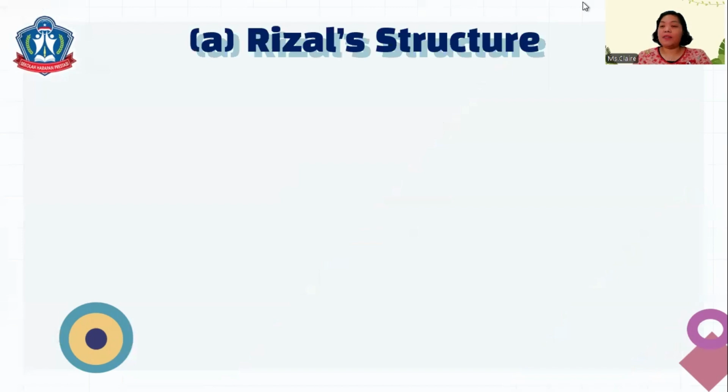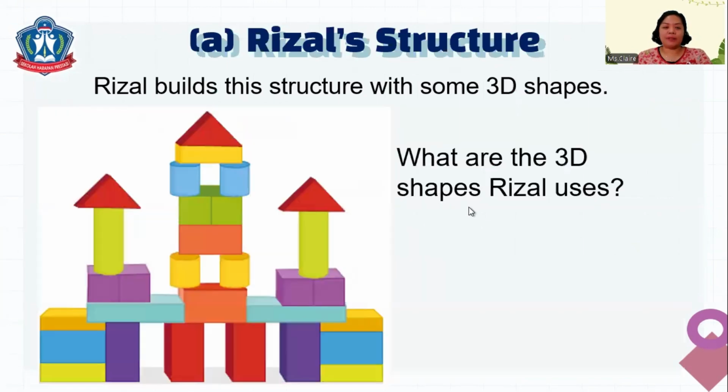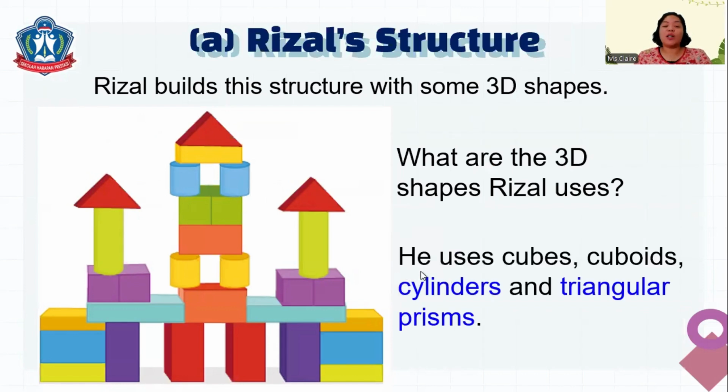Okay, children, I have here Rizal's structure. Rizal builds this structure with some 3D shapes. Take a look. This consists of different toys. What are the 3D shapes Rizal uses? Correct. He uses cubes, cuboids, cylinders, and triangular prisms.